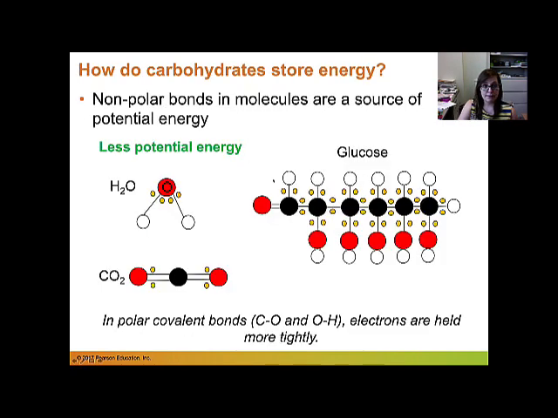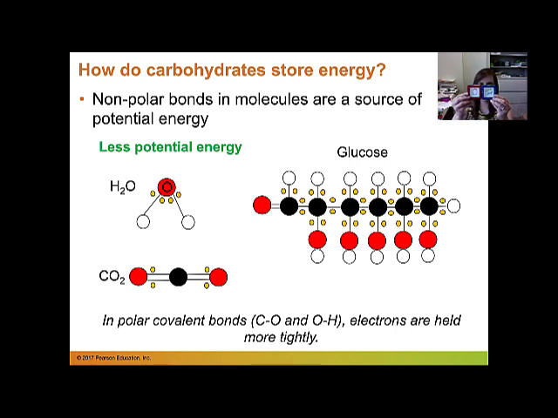So let's talk about this a little bit. Nonpolar bonds are sources of potential energy in cells, okay? So here's an example of a polar bond. We have water, H2O, and we have CO2. Now these are polar covalent bonds. That means that oxygen holds those electrons more tightly than the hydrogens. And in CO2, oxygen holds the electrons more tightly than the carbon. Because of those polar bonds, because of that tight holding of electrons, those molecules are more stable. And so because of that, they have less potential energy.